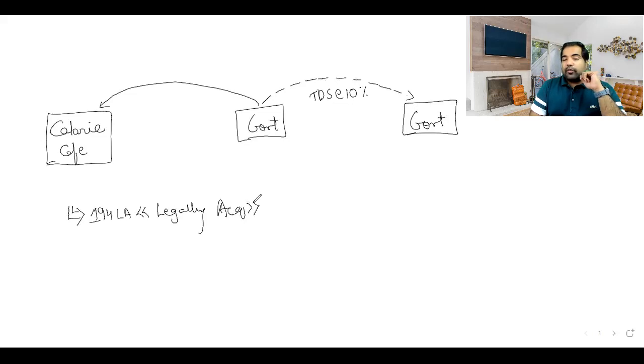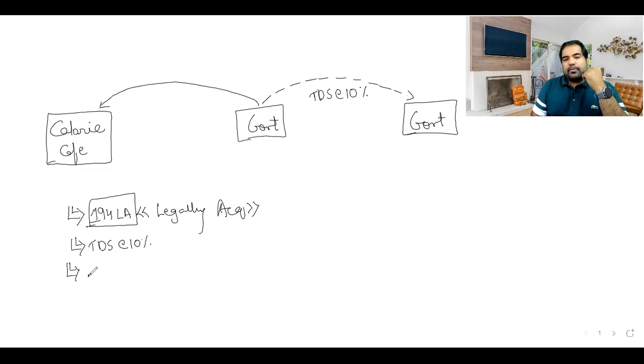As I told you, there's a shortcut for every section. 194LA, legally acquire. It says when the government is purchasing from you, they will pay you market price, but they will deduct 10%. So the rate increases, guys. In 194IA, the rate was 1%. Here, the rate is 10%.